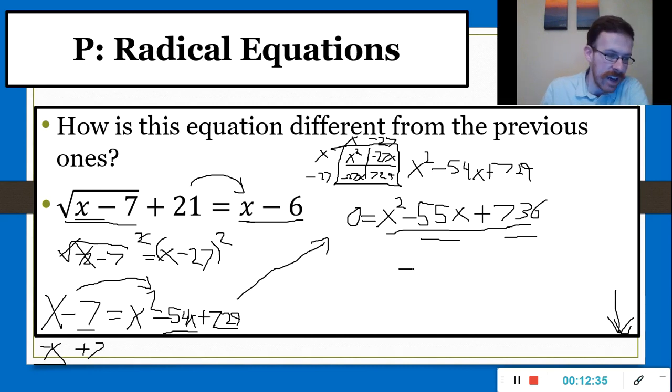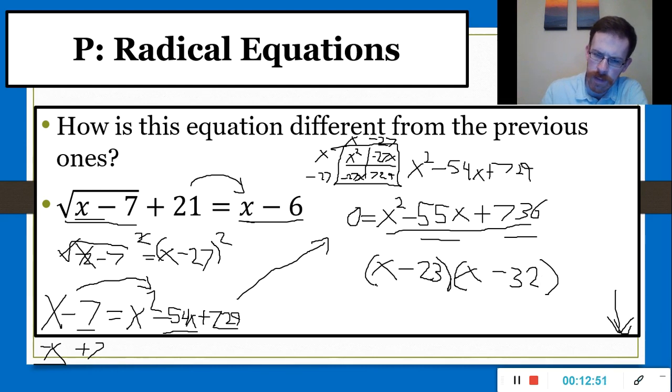It is a negative 23 and a negative 32. So I have x minus 23 times x minus 32 is equal to 0. Now this is a very long and in-depth problem, but we're almost done. I know from the zero product property that if I have two things that multiply with each other to give me 0, I can set them each individually to 0 and then solve.